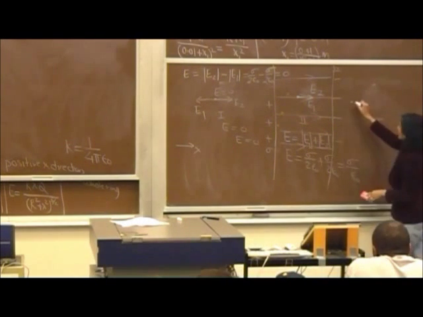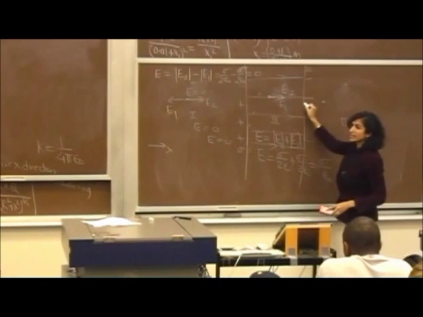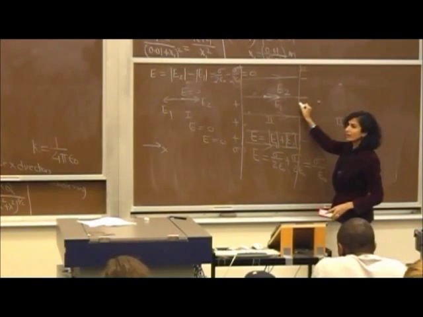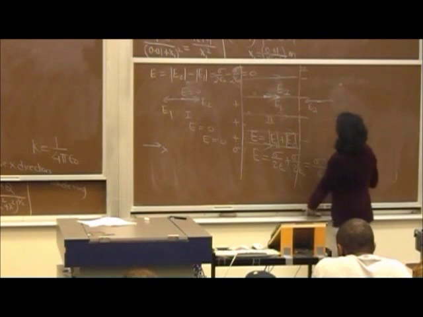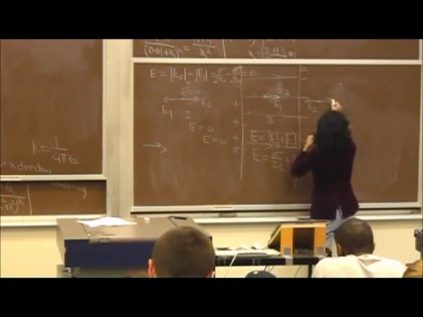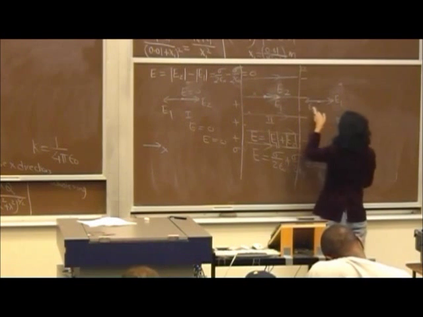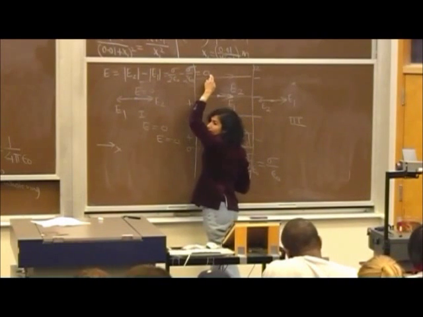Is everybody seeing that in this region to the right of the negative sheet, the electric field due to the negative sheet will be towards the negative sheet, so let's give it a name, E2. The electric field due to the positive sheet will be away from it, so E1 will be like this. And again, E1 and E2 will cancel each other out, just like here, right?